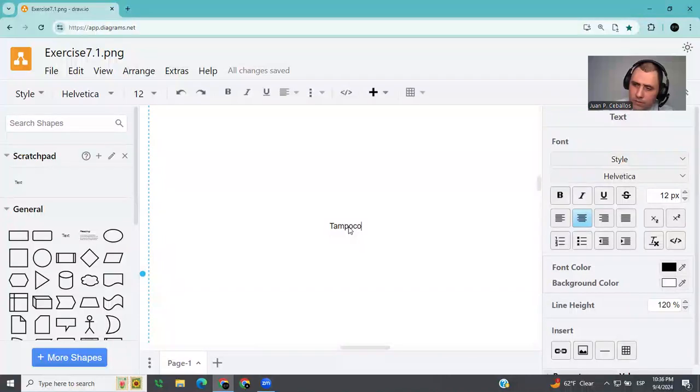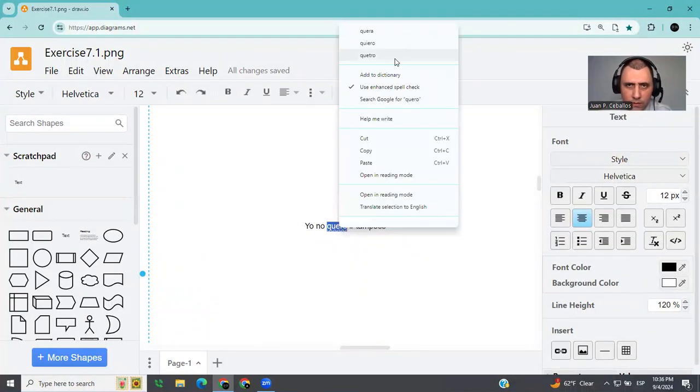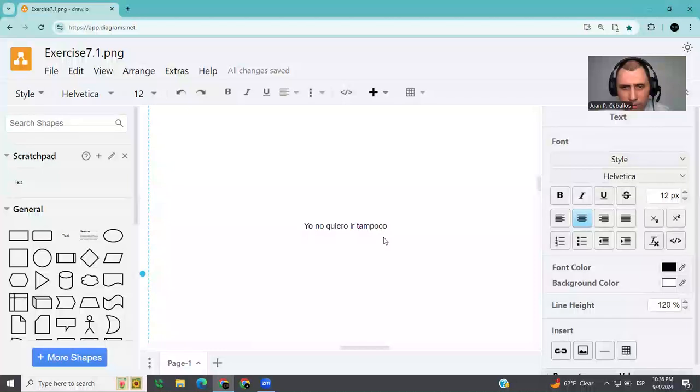With neither, this is this one, neither or either. In English, you can also say either. Normally books show you this using double negative. So: yo no quiero ir tampoco. I don't want to go neither. Or I don't want to go either. Okay. So here I'm using the double negative.